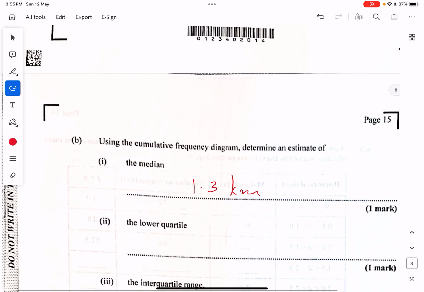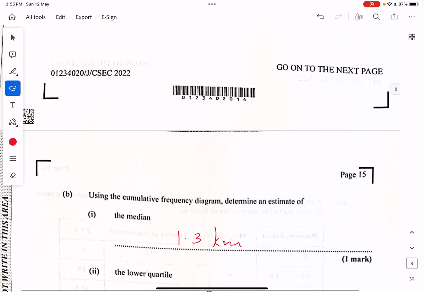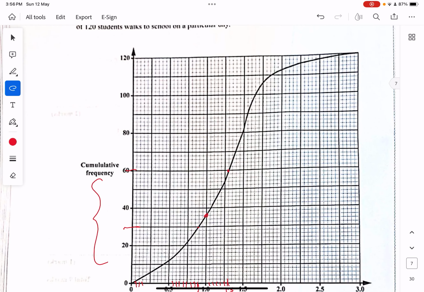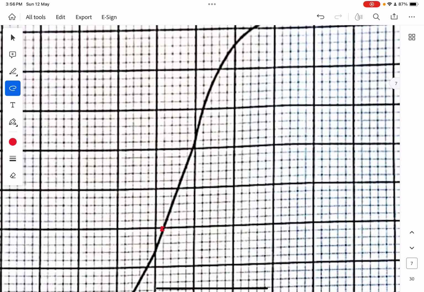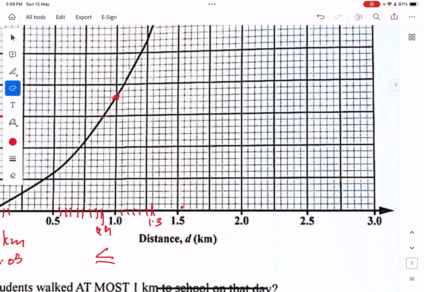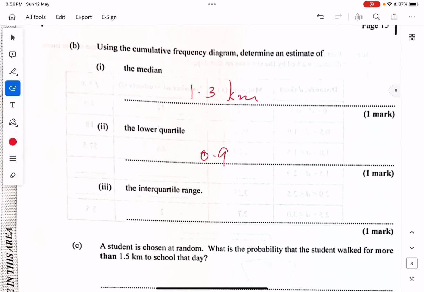Our interquartile range is your upper quartile minus your lower quartile. So let's figure out what our upper quartile is. To get the lower quartile, we split the bottom half of our curve in half. To get the upper quartile, we split our top half of our curve in half. So between 60 and 120, halfway is 90. We find the corresponding spot on our x-axis, and that is 1.55. So our upper quartile is 1.55, right?